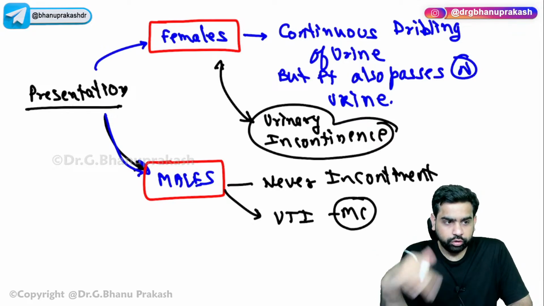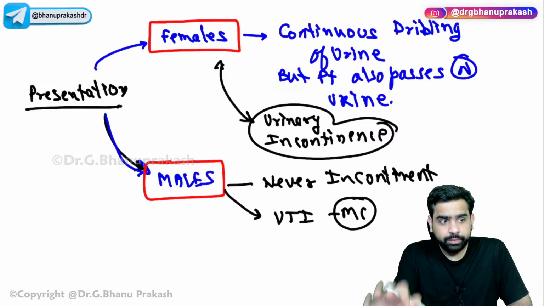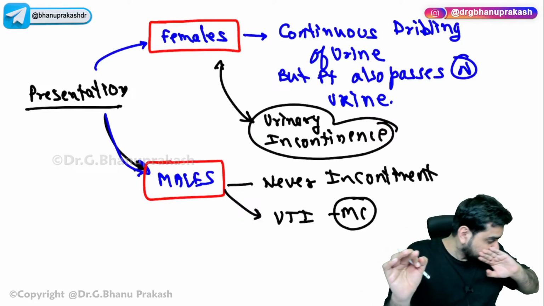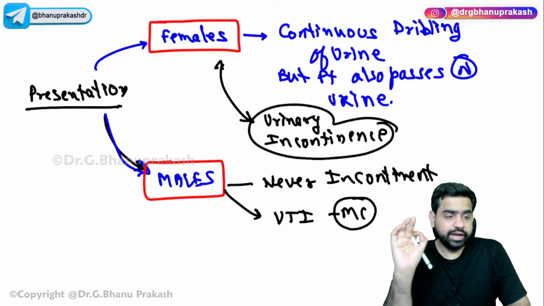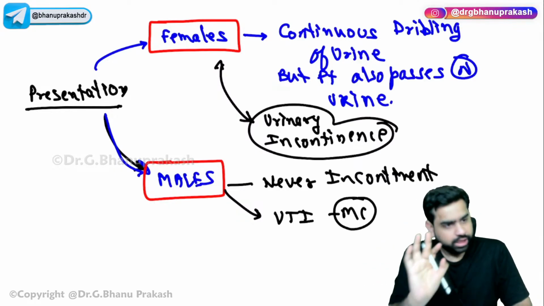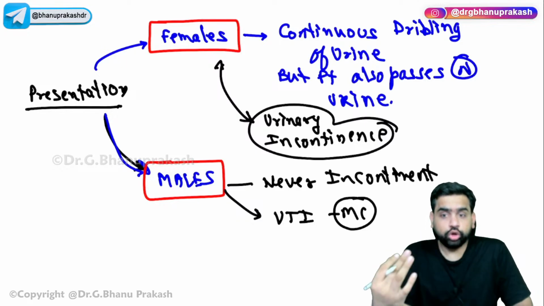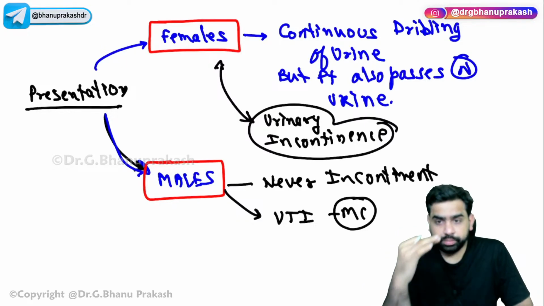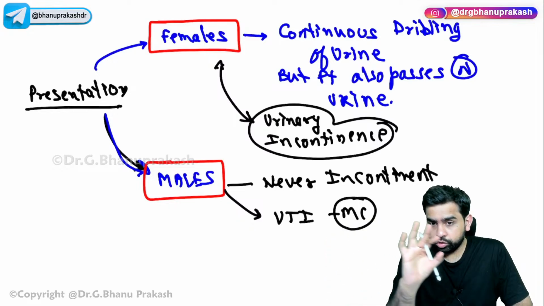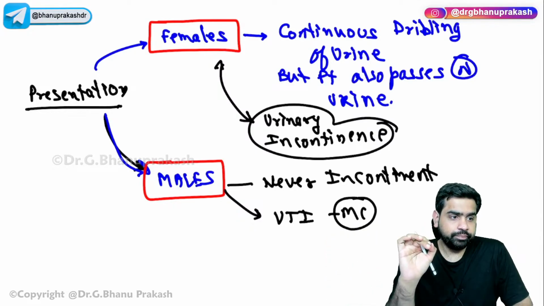I'm not trying to say that in the females UTI is not going to happen, but every female with an ectopic ureter is going to have incontinence. UTI may happen, that's fine, but I'm talking about the most common presentation. So the most common presentation is going to be incontinence in the females, and the most common presentation is going to be UTI in the males. I hope you're able to understand this particular point.